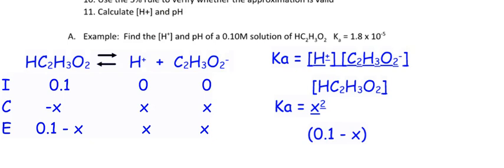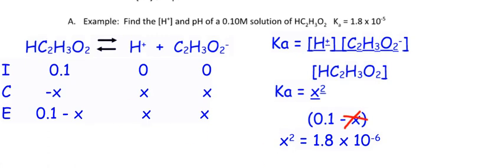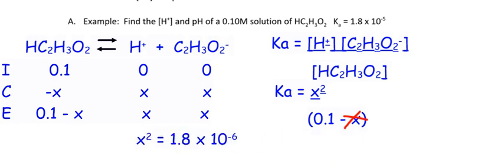Now, what is the beauty of this? What can I assume I can do? I can cancel this out. I'm going to assume that this is so small that it doesn't make any difference. Now I multiply the Ka by 0.1, so I get X squared is equal to 1.8 times 10 to the negative 6. Oops, I think I skipped a spot here. Sorry. Here, let me put this over here.